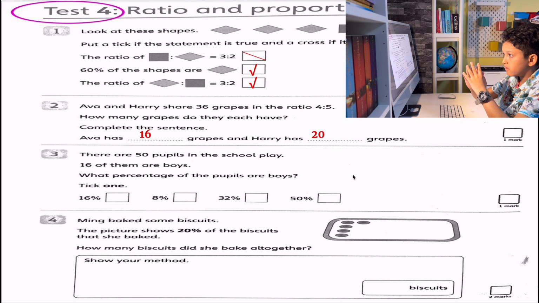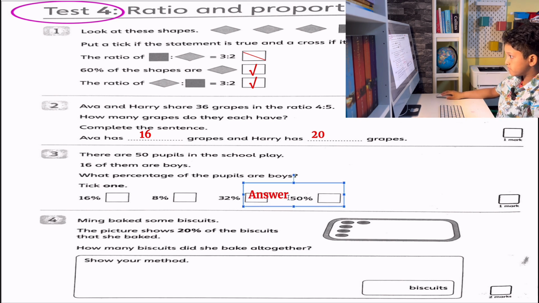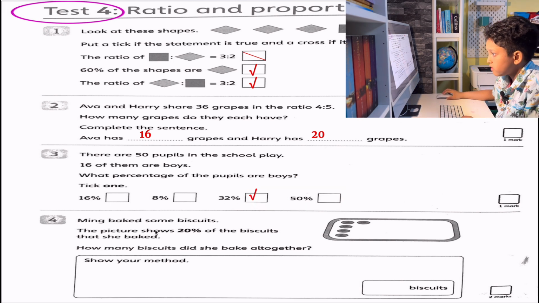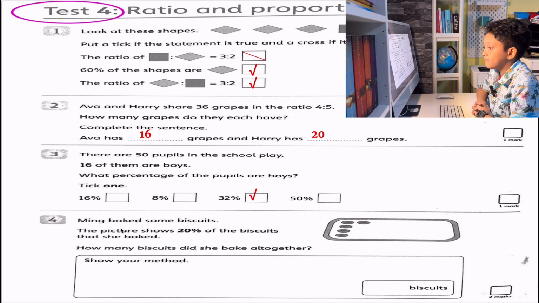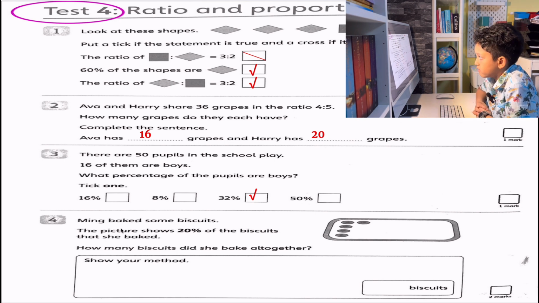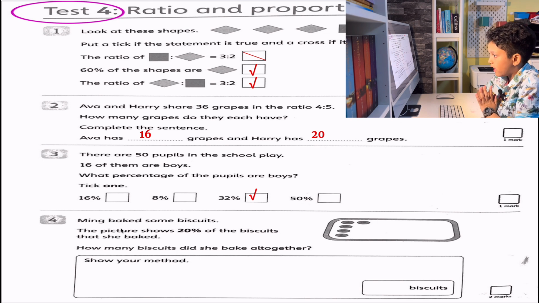That means we have the fraction 32 over 100, and we can make that into a percentage, which is 32%. So our answer is 32%. Alright, question 4. Ming baked some biscuits. The picture shows 20% of the biscuits that she baked. How many biscuits did she bake altogether?